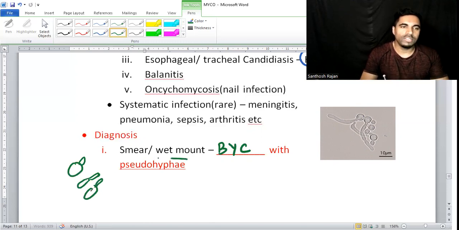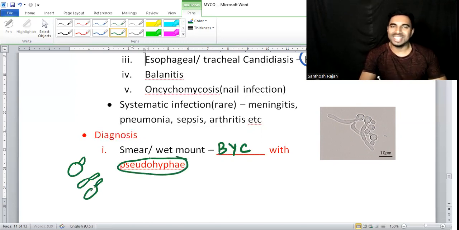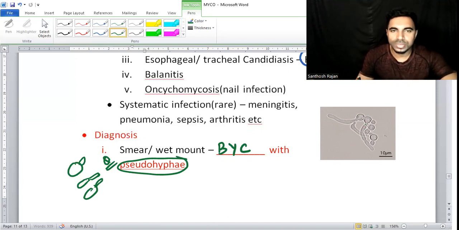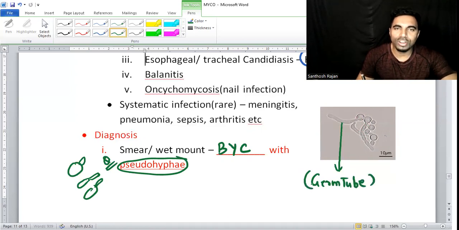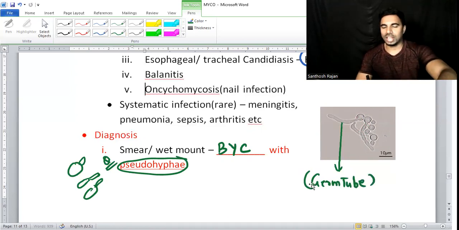So pseudo hyphae and budding yeast cells, because Candida is yeast-like, we just spoke, it's yeast-like. So budding yeast or yeast-like, okay. And see this picture, what is this picture? It is elongated like this. This is the germ tube. So the germ tube test is also positive, especially for Candida albicans. Remember that, Candida albicans, that's an important question, okay.